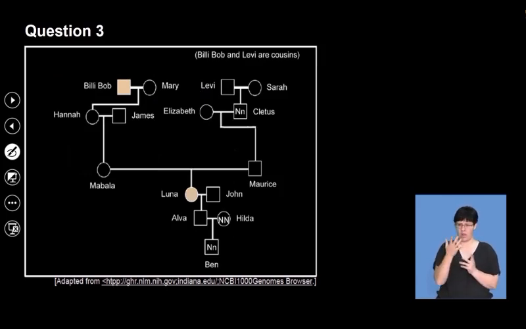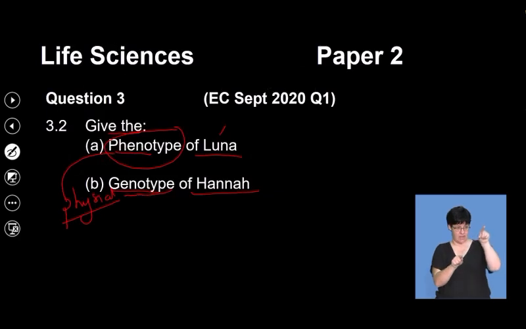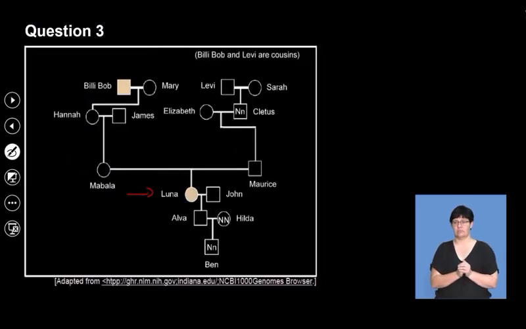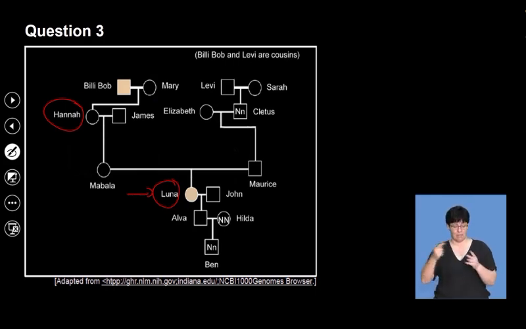Where's Luna? Here. So we need to look at Luna as well as Hannah. Am I right? Let me just go back one slide. So Hannah and Luna. Here's Hannah, here's Luna, and we've got to identify their phenotypes and genotypes. While we're at it, let's look at both their phenotypes as well as their genotypes. Looking at this illustration, some of their genotypes have been given.